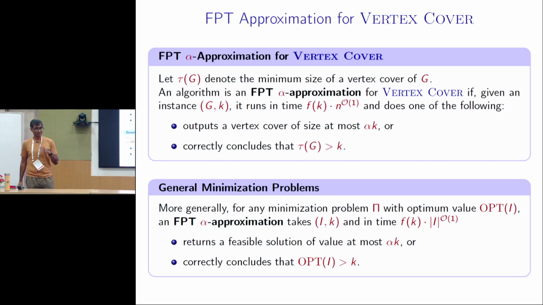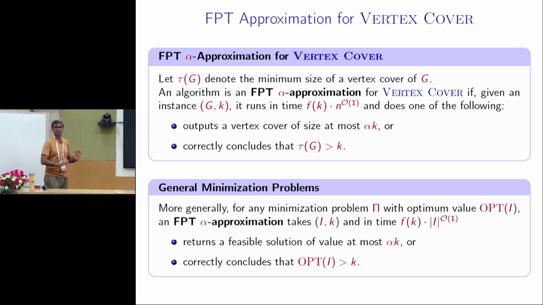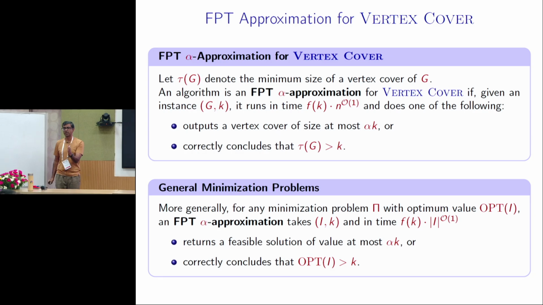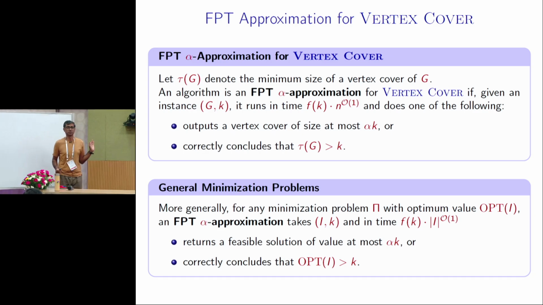Maximization problems become slightly harder to phrase, so we'll leave that discussion for later. But for minimization problems, it is fairly clean. I give you a number k and a factor alpha, which is an approximation. Either return me a solution of this size, or you correctly conclude that the minimum size or optimum is more than the threshold you have provided. Any question on the definition?